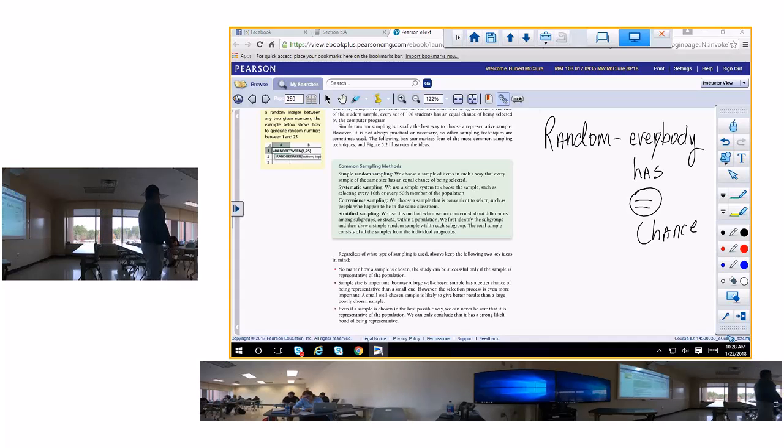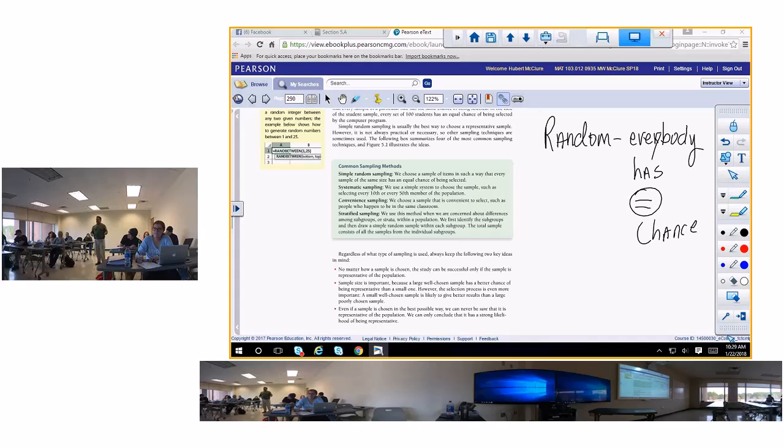Now, being one of the redheads of the group, your last name? Harvey. Miss Harvey decides that she wants to be a little bit different. So she folds hers in quarters. Is it still a random sample? No, it's not.